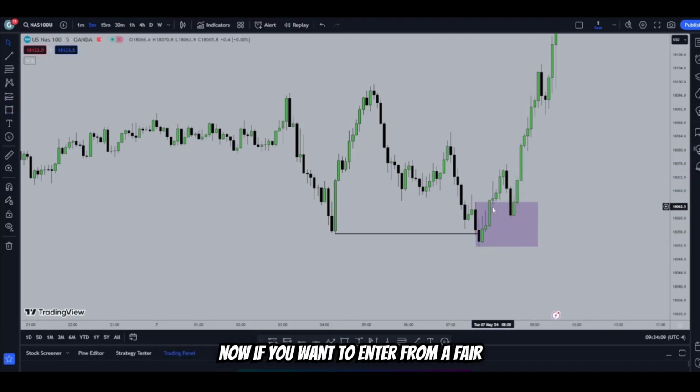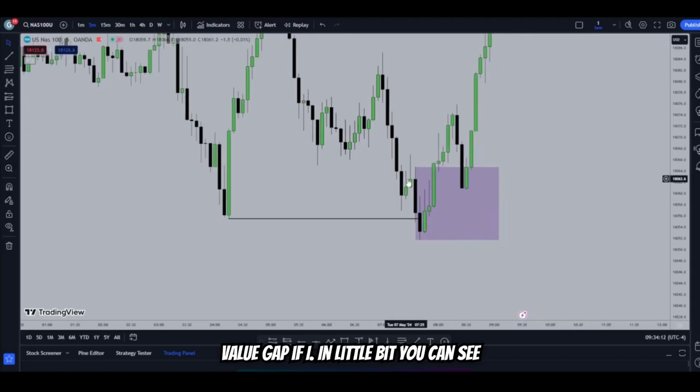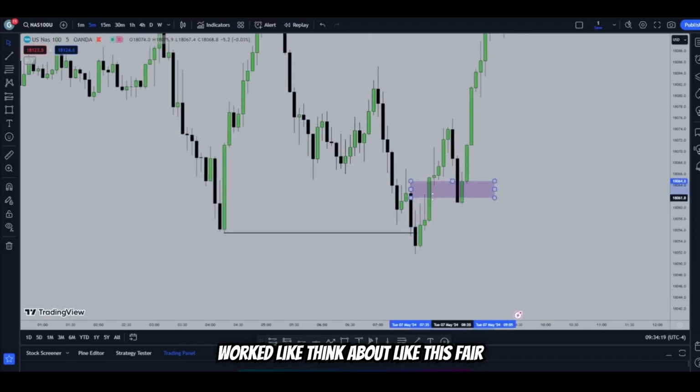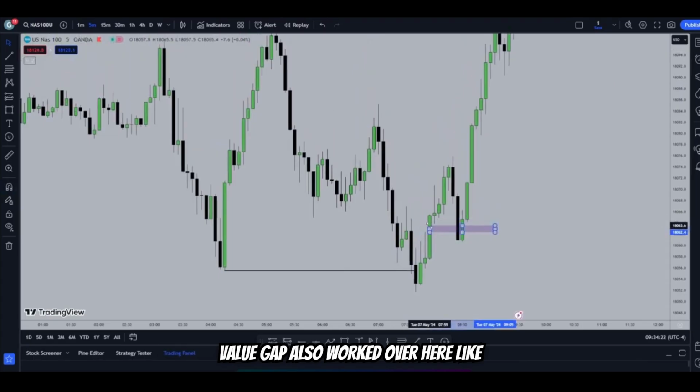Now if you want to enter from a fair value gap, if I zoom in a little bit, you can see that there is a fair value gap right over here, and this fair value gap also worked. Think about it, this fair value gap also worked over here. It's just that price went a little bit below that fair value gap. I think it went till over this gap.